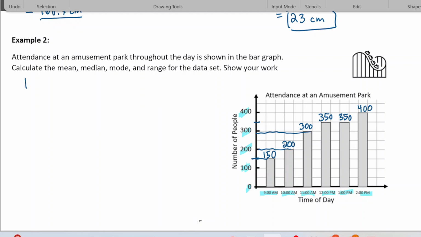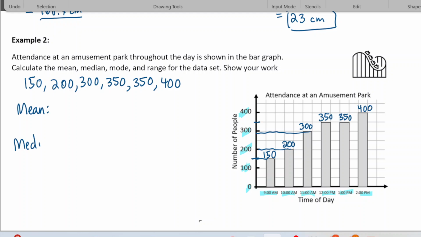Okay, so let's write down those numbers. 150, 200, 300, 350, 350, and 400. So we're going to do the mean, median, mode, and range. Again, good time to stop here. Check if you can do it yourself and then check back with me.